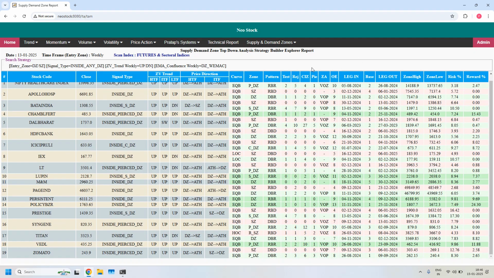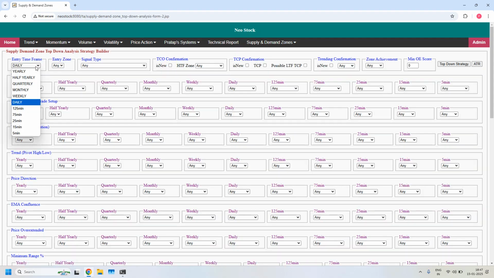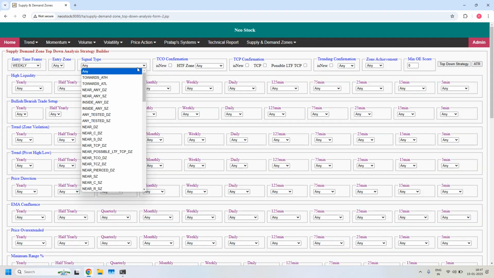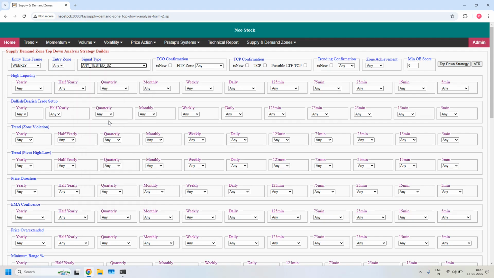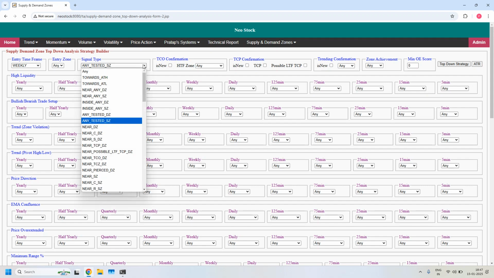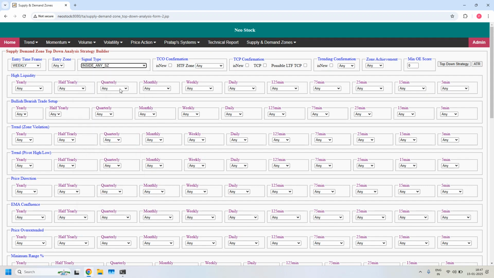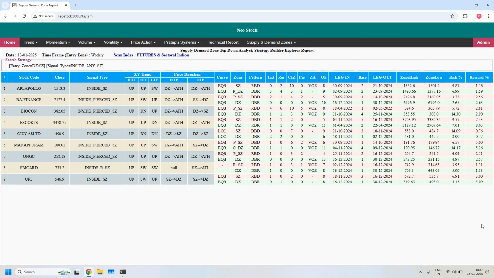Okay, next weekly time frame. Price closed inside the weekly supply zone. Let's filter. This is a tested inside weekly supply zone. So 9 stocks are filtered where price closed inside weekly supply zone.